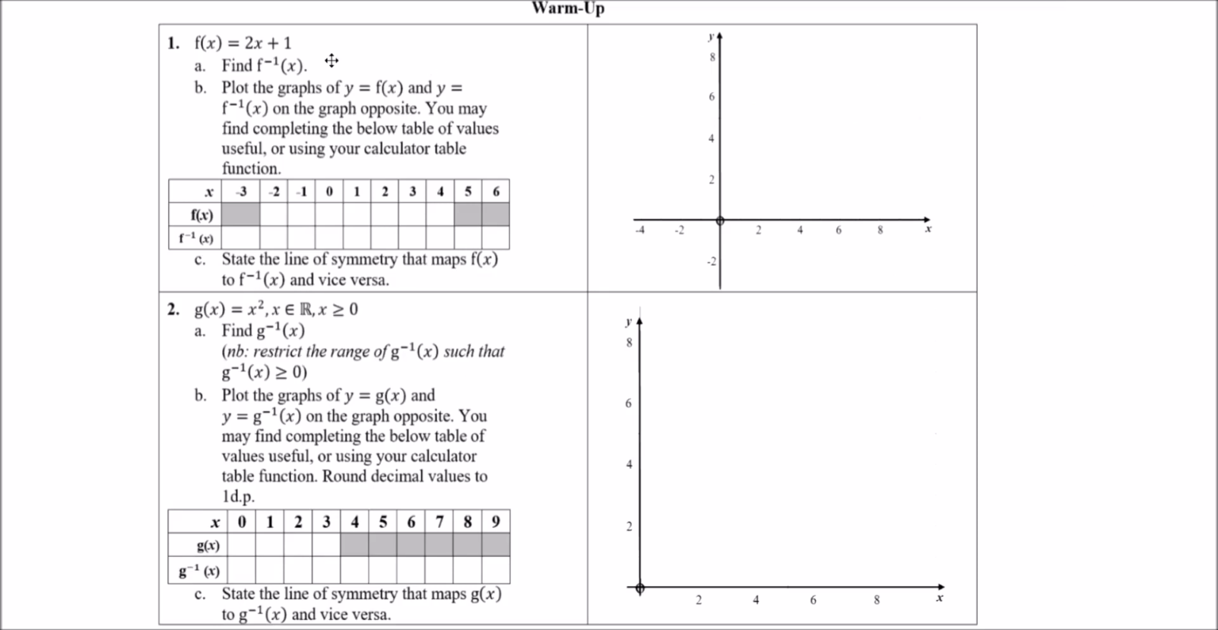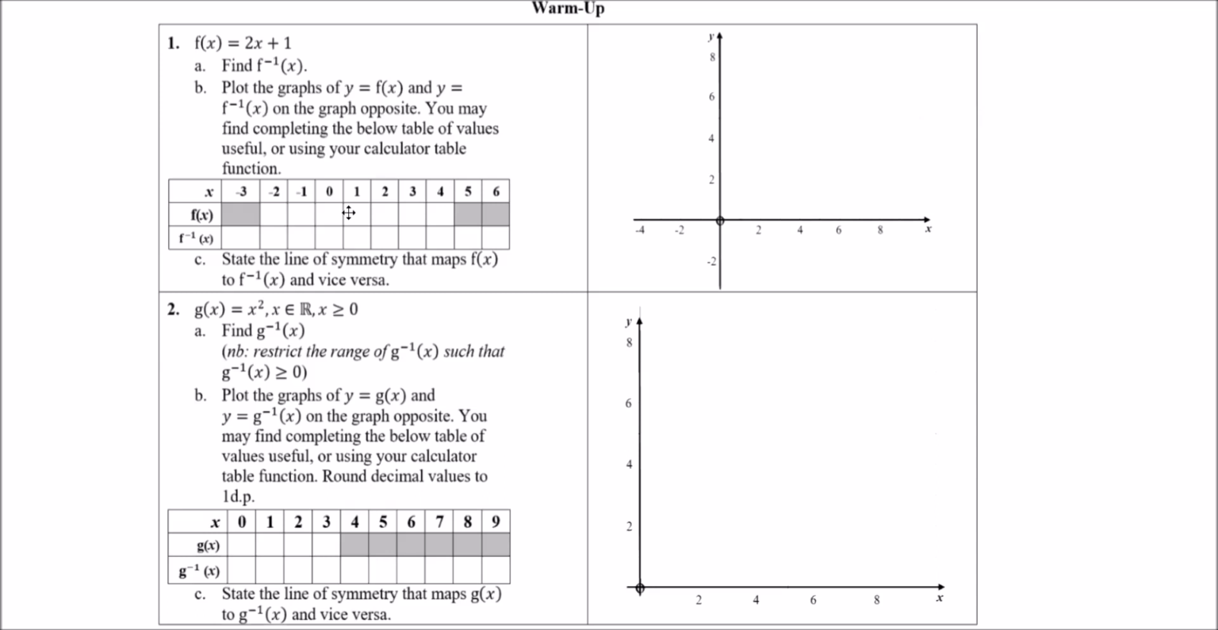So there are two functions, f of x and g of x. You need to find the inverses of each, plot the graphs of both the original and the inverse using the table of values to help, and then also state the line of symmetry that you notice that maps one to the other. So if one were a reflection onto the other, what would the line of symmetry be? Try these now, and when you're ready to see the solutions, press play.